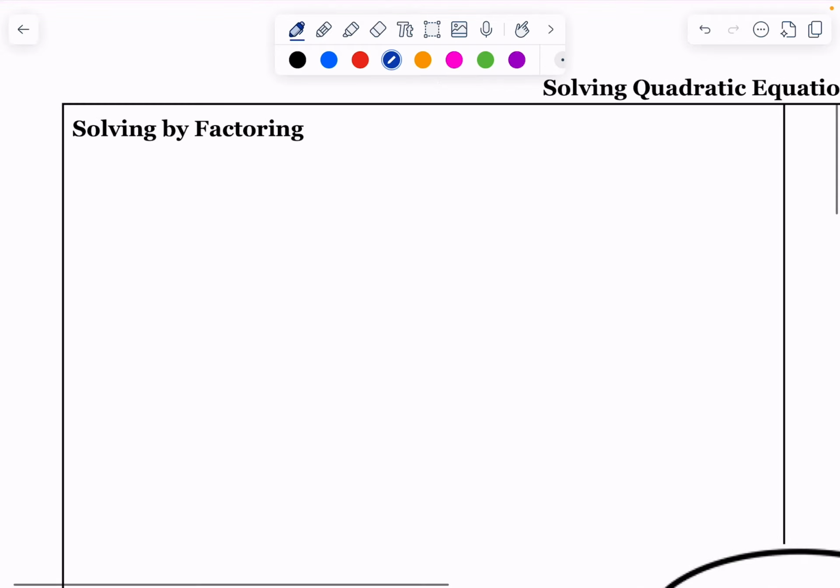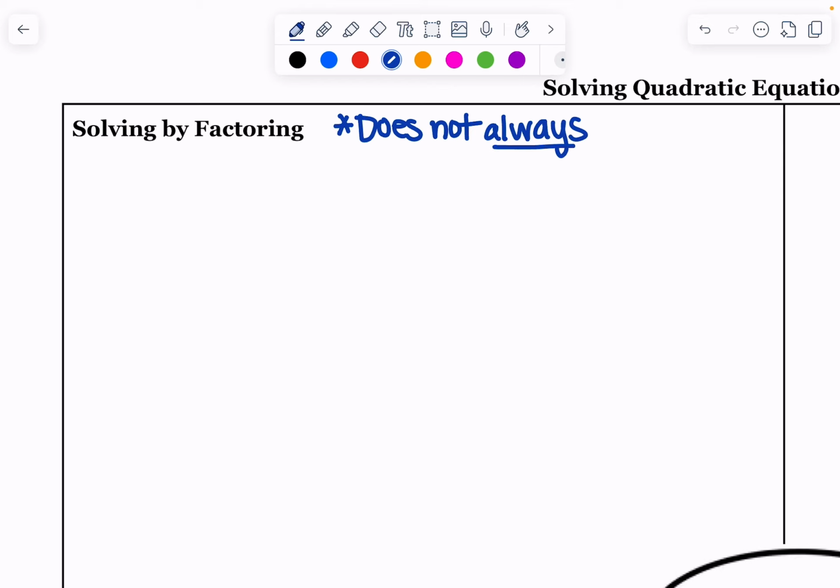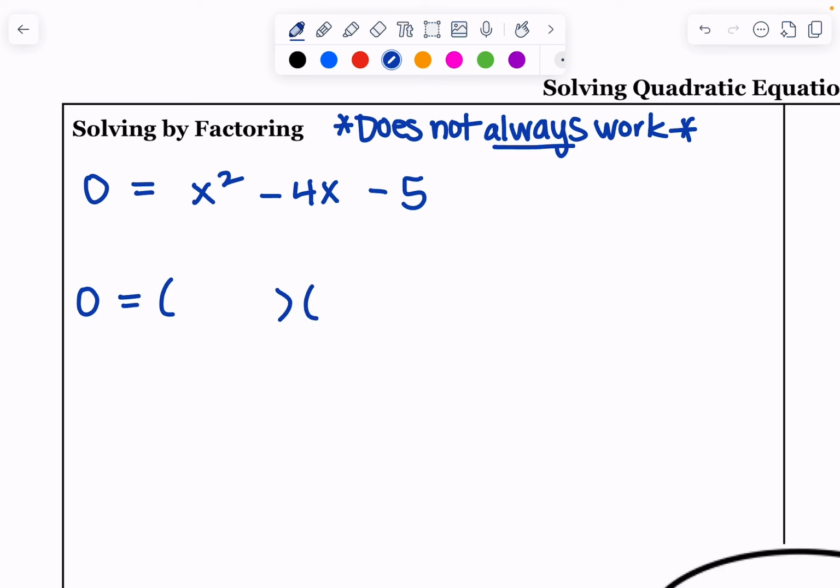And something to note about factoring is that it does not always work. It is significantly the fastest method, but only if it works. So let's pull our equation up here. So we're going to start with 0 equals x squared minus 4x minus 5. We want to break this into two factors or two linear binomials.